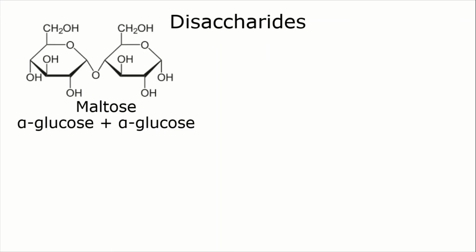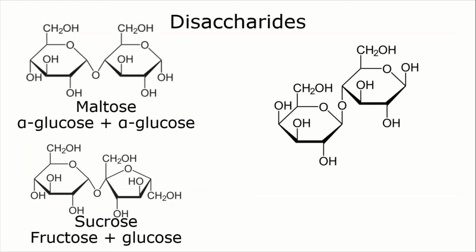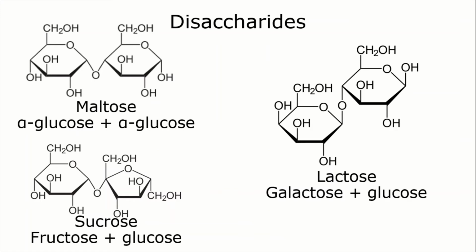Now that we've covered monosaccharides and looked a bit more at how to draw them, let's now move on and look at disaccharides. Disaccharides are two sugar units that form when two monomer or monosaccharide subunits bond via a glycosidic bond to form a two sugar unit. The ones that we need to know for this course are maltose, which is formed of two alpha glucose subunits, sucrose, which is formed of a fructose and a glucose subunit, and lactose, which is formed from a galactose and a glucose subunit.